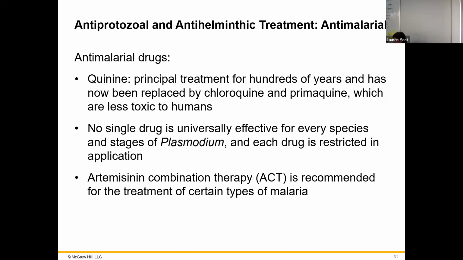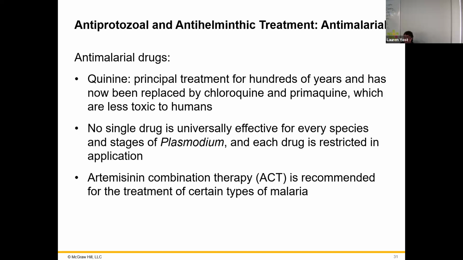Oftentimes our antimalarial drugs are based off of quinine. Quinine was something that was derived from the bark of trees that was used to treat and prevent malaria. In high doses, it can lead to blindness. So a lot of the drugs now have been adapted to reduce those side effects that were associated with quinine. Primaquine and chloroquine still have quine in them. So that's how I remember that those are drugs that fall into the malaria category.